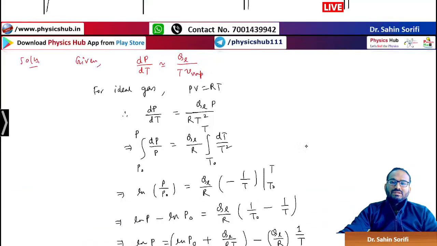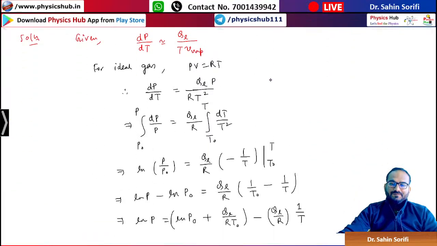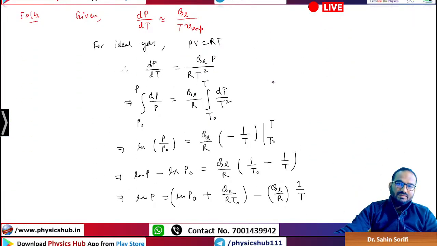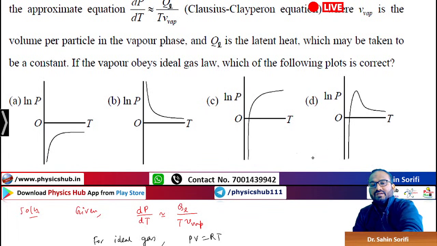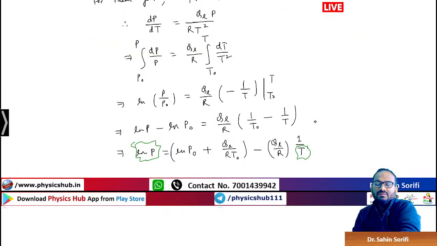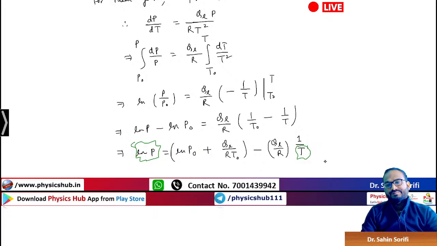So we have to see the change between ln P and T. This is what we have. Okay, we need to focus on ln P versus T. If it had given you 1 by T, then you would have got a straight line with negative slope, but it is asking about the T. So which option is correct, guys?